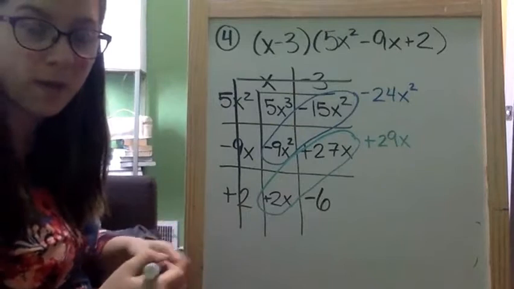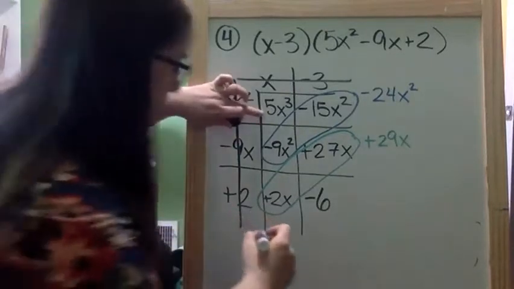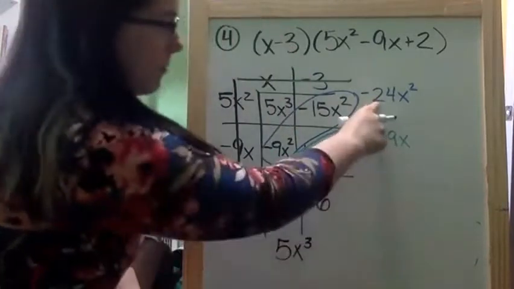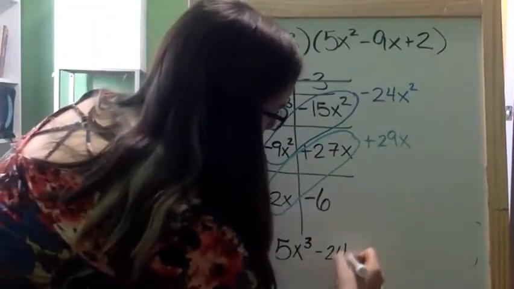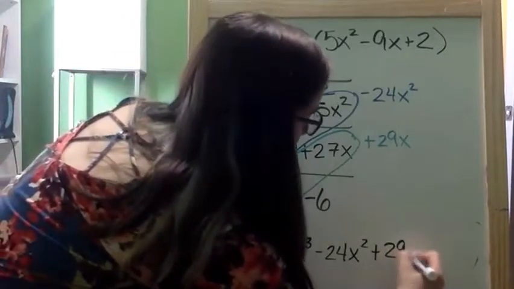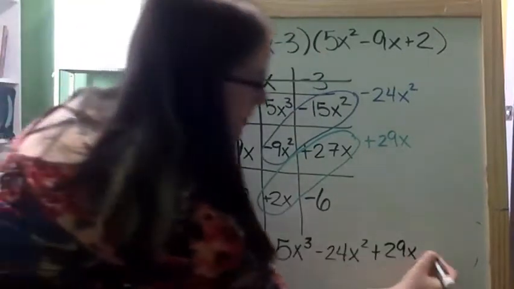Again, starting out with your largest exponent first, we have 5x cubed minus 24x squared plus 29x minus 6.